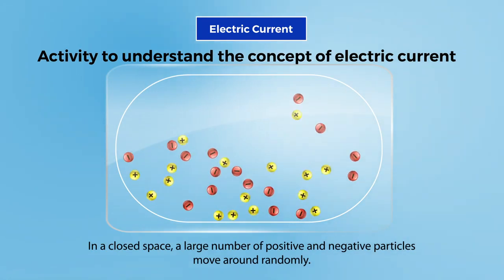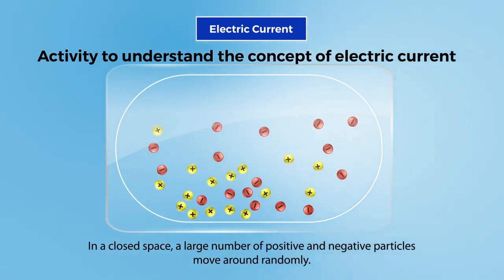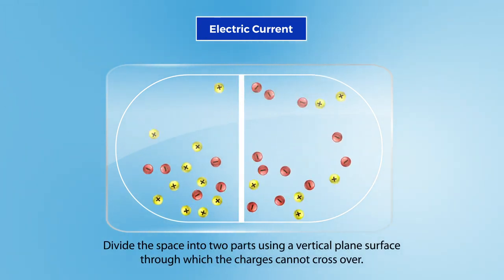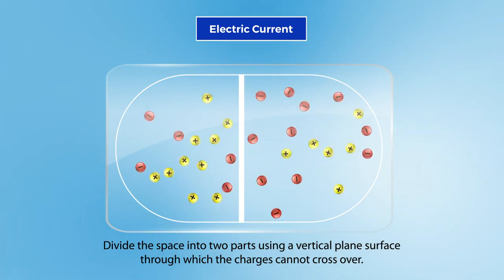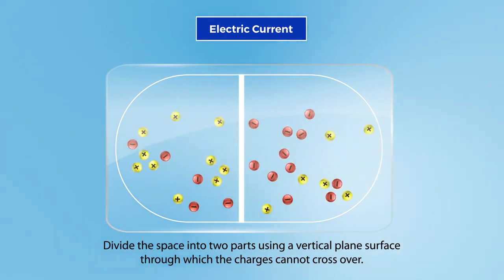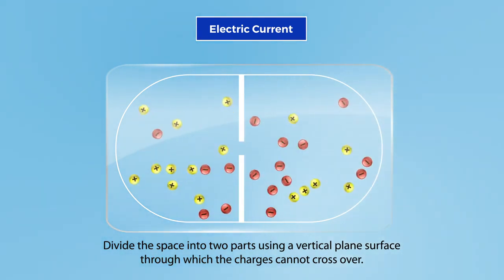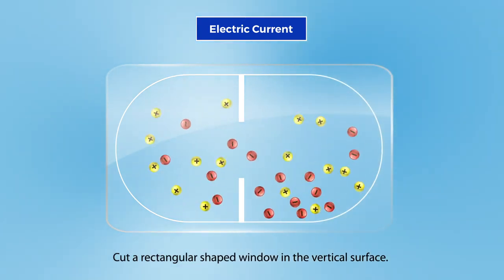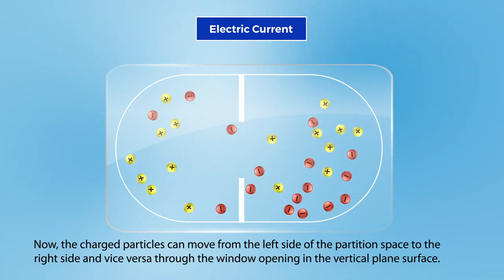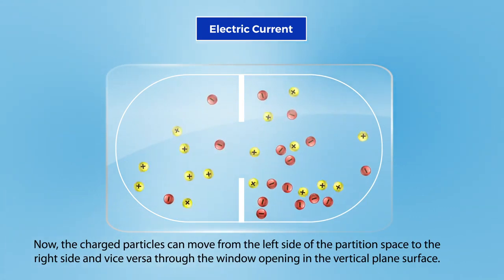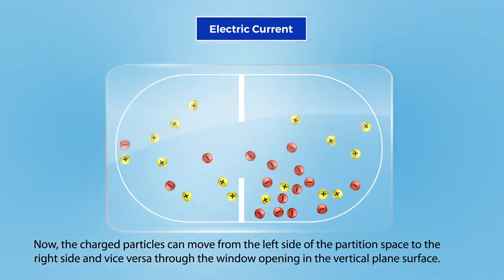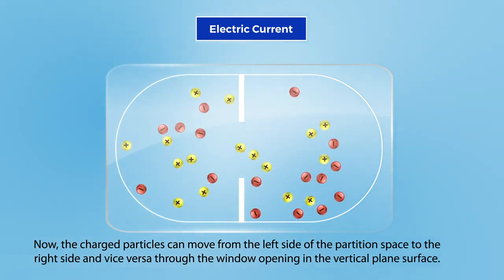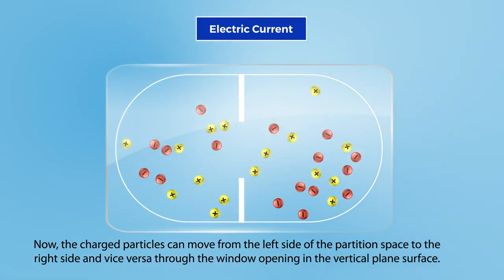In a closed space, a large number of positive and negative particles move around randomly. Divide the space into two parts using a vertical plane surface through which the charges cannot cross over. Cut a rectangular shaped window in the vertical surface. Now, the charged particles can move from the left side of the partition space to the right side and vice versa through the window opening in the vertical plane surface.